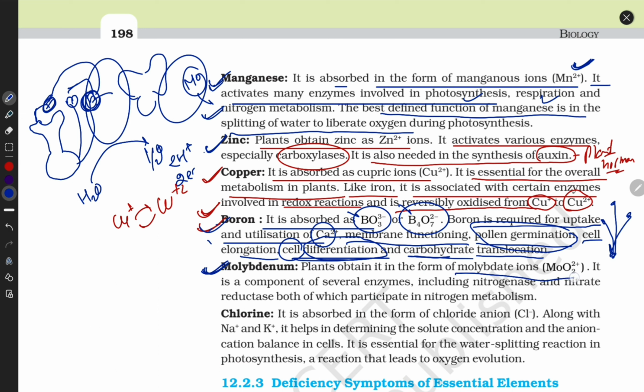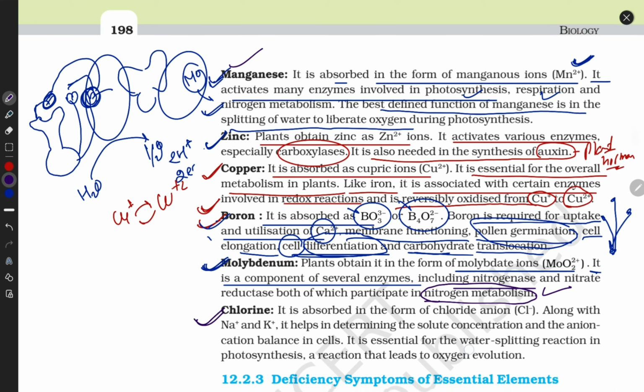Molybdenum is also important for nitrogen metabolism. They are absorbed in this form by the plant. It is the component of several enzymes. Yes, guys, this is the component of several enzymes, including nitrogenase. They take part in nitrogen metabolism. This is important. They take part in nitrogen metabolism.